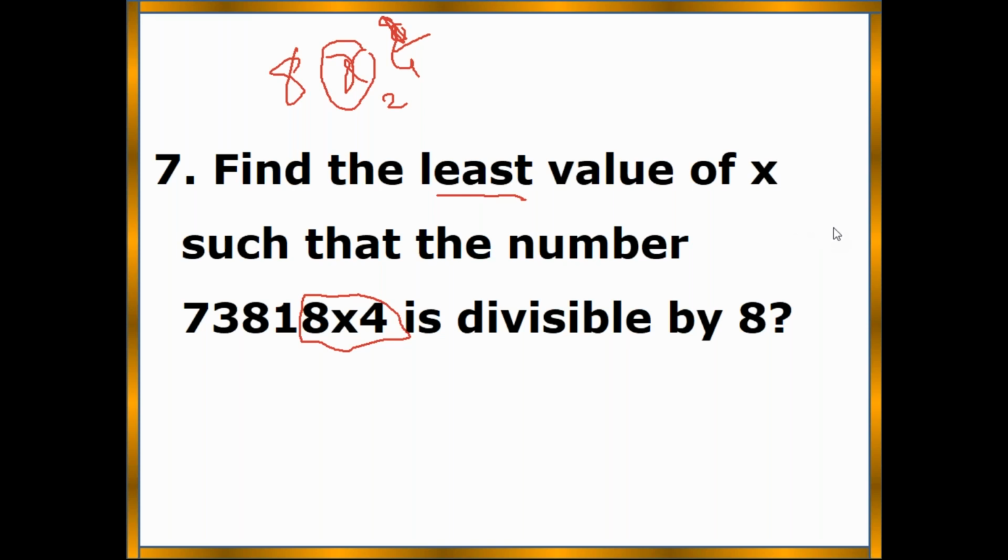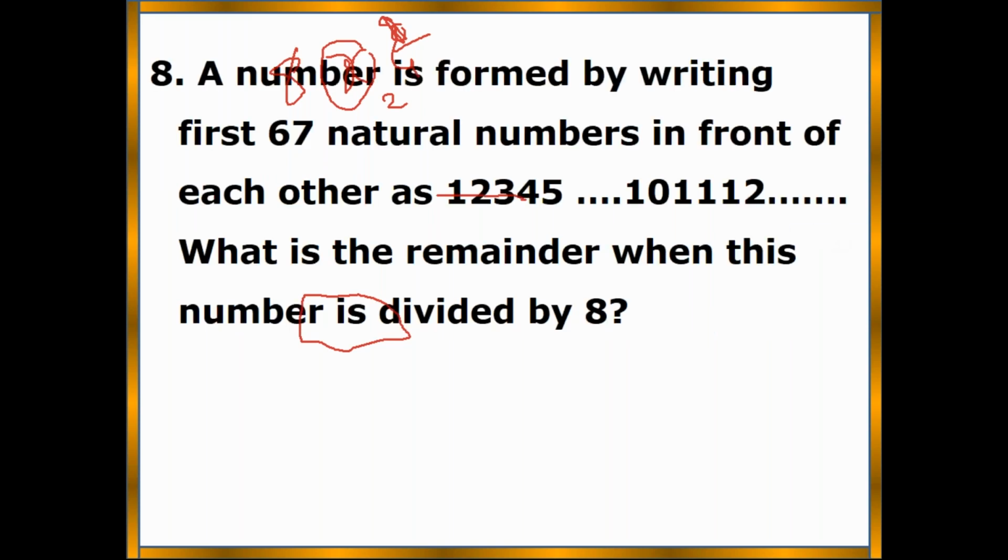Next one. A different example. A number is formed by writing the first 67 natural numbers in front of each other as 1 2 3 4 5, 10 11 12 and so on up to 67. What is the remainder when this number is divided by 8?